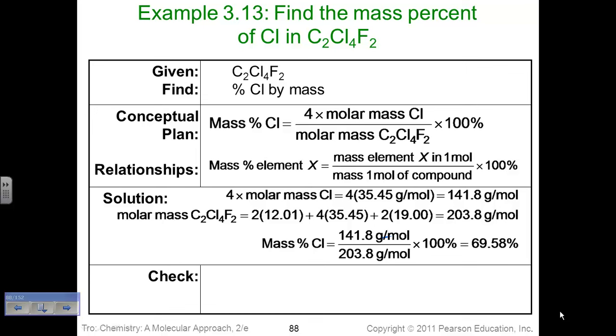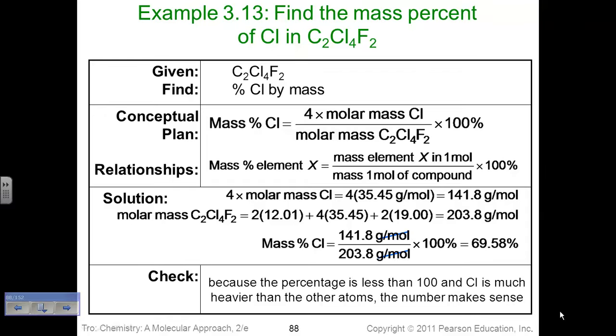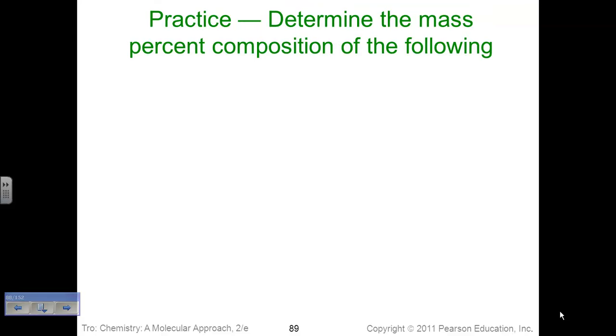The mass percentage of chlorine in our compound, 69.58%. Does your answer make sense? Well, because the percentage is less than 100 and chlorine is much heavier, we can see that that number makes sense. So when I ask to find a percent by mass of an individual element, its weight, its contribution to the total weight, is said to be its percent by mass. If we're given just a straight formula as in this example, we simply add the weights and take part over whole.